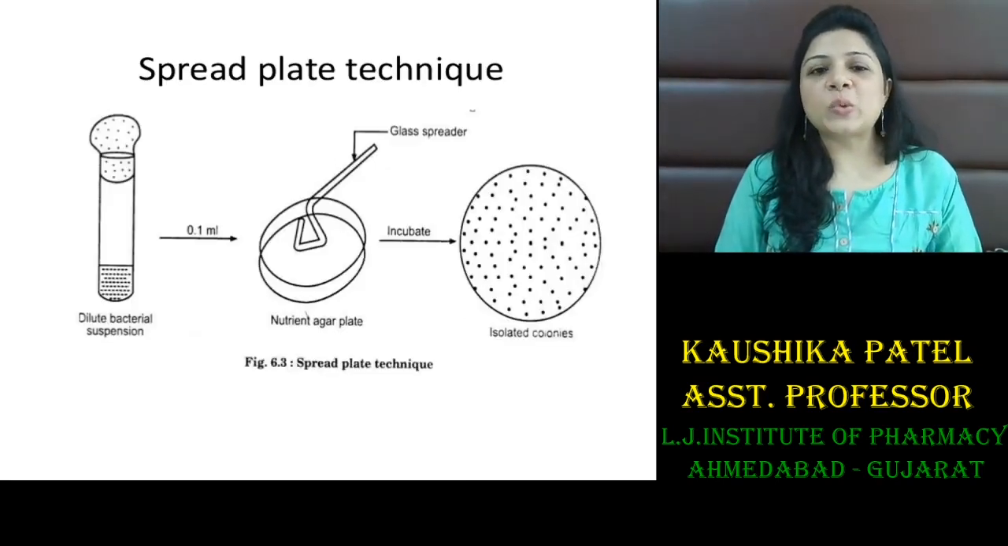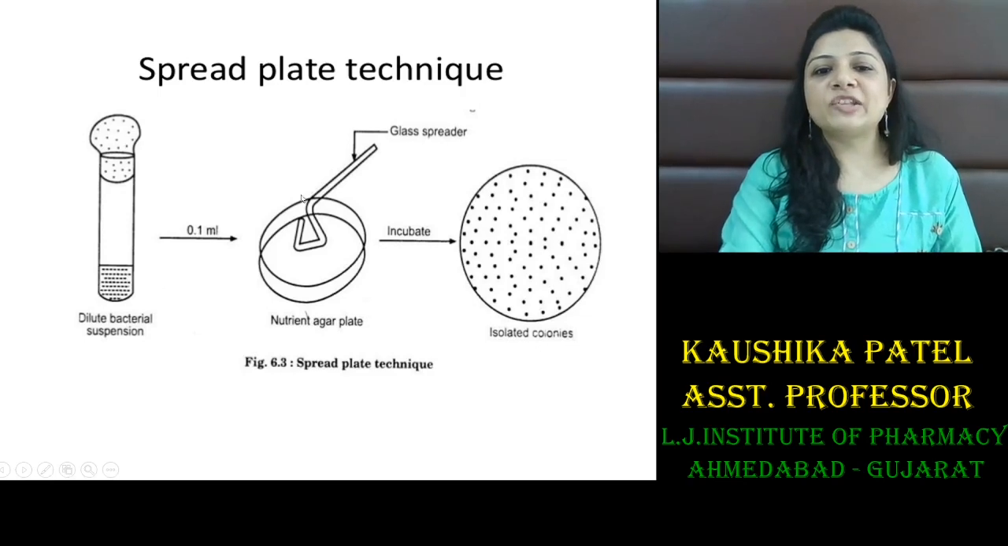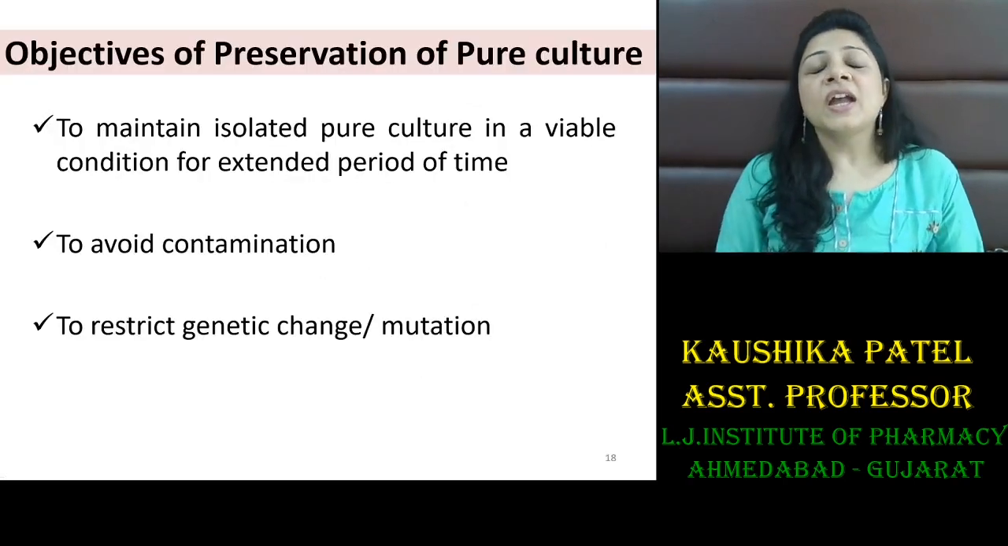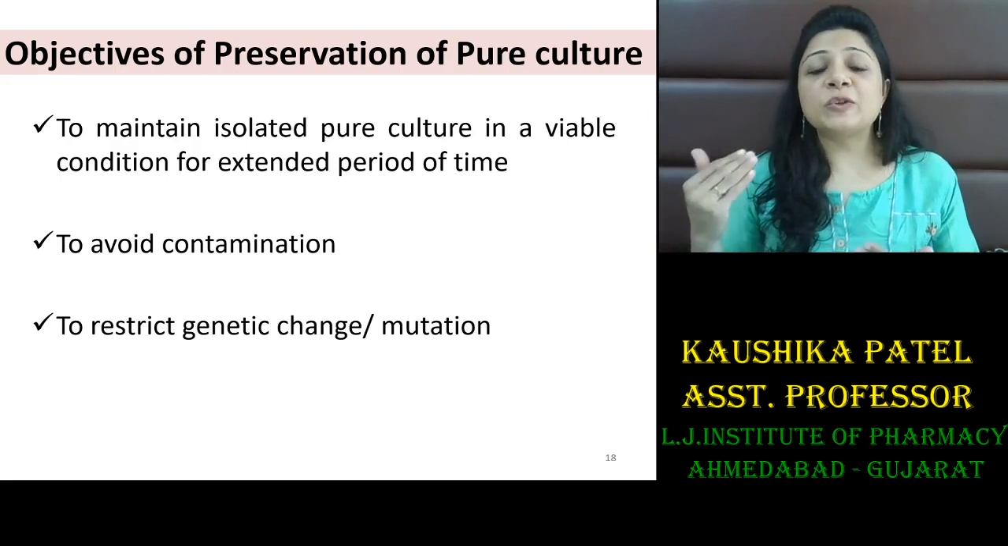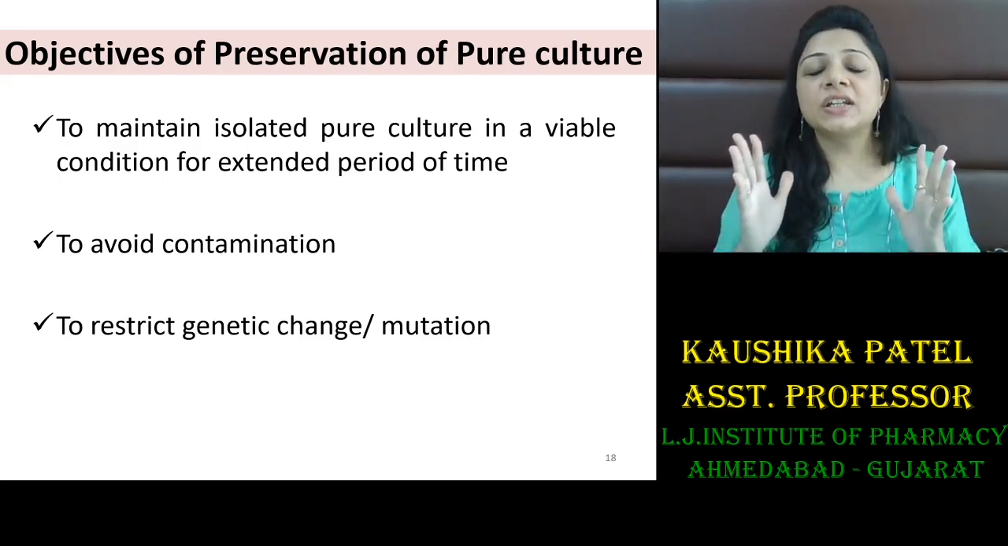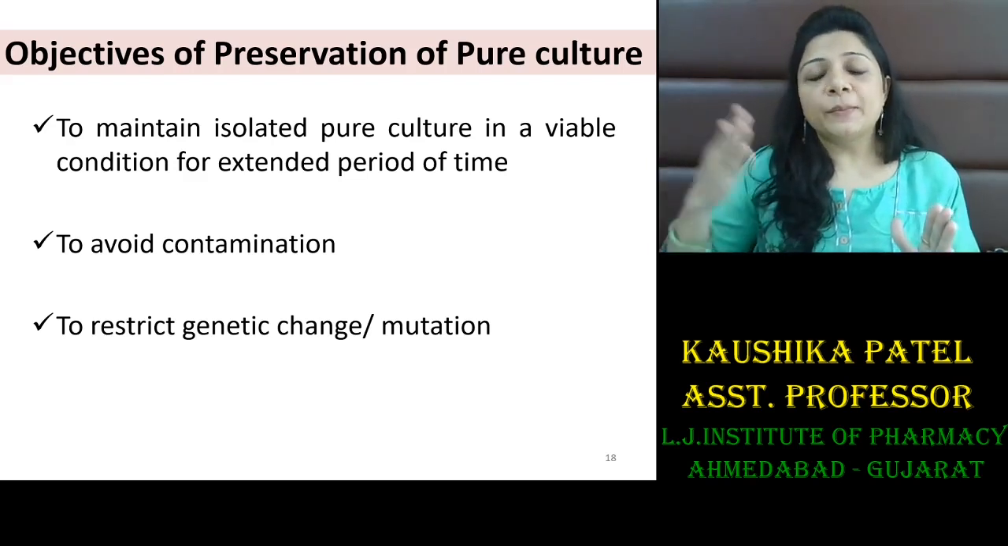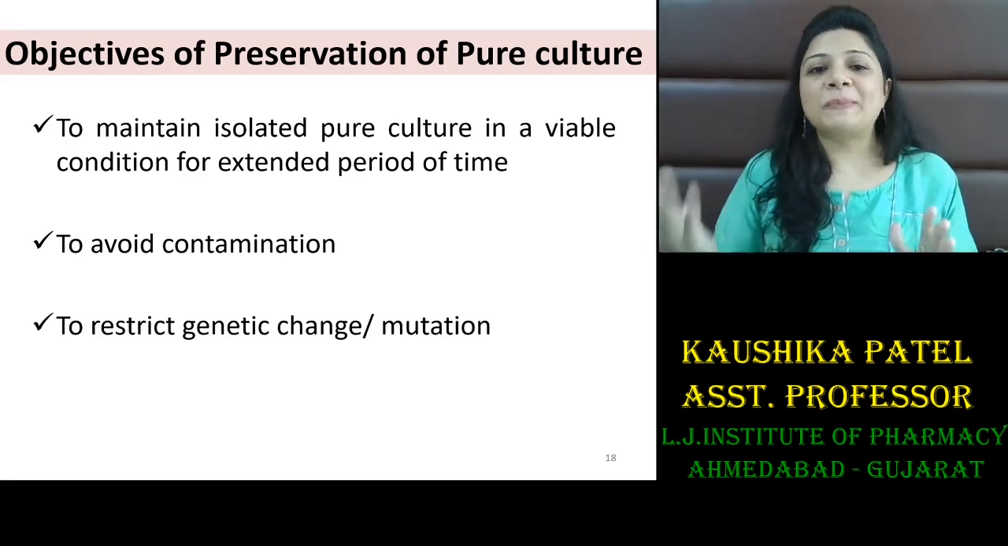You have to take 0.1 ml from the sample suspension, spread it, and then observe the growth of the colonies on the next day. After you have isolated the organism in pure culture, you have to preserve that pure culture by a proper technique so that you can use that culture in the subsequent practicals.